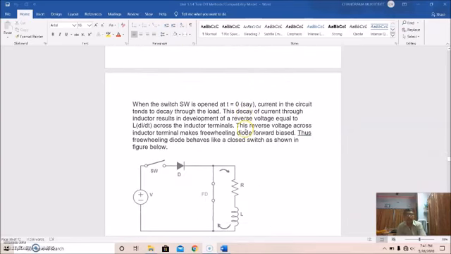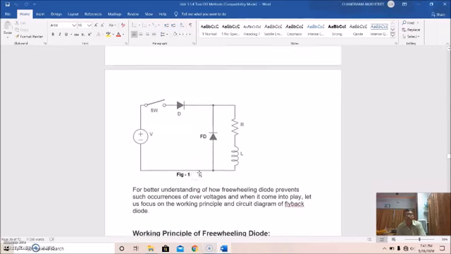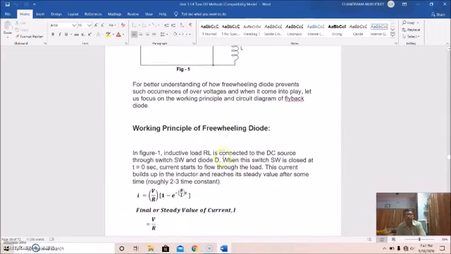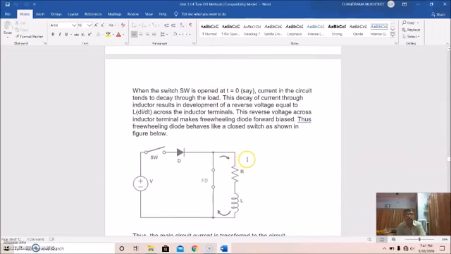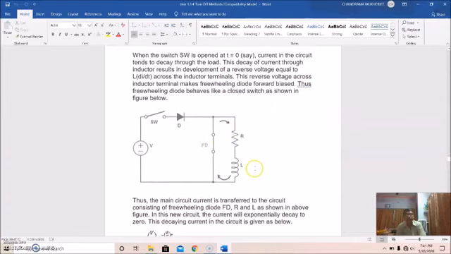So when the switch is opened at t equal to 0, current in the circuit tends to decay through the load. This decay of current through the inductor results in the development of a reverse voltage equal to L di/dt across the inductor terminals. This reverse voltage across the inductor terminals makes the freewheeling diode forward biased, as shown here. As a result, the freewheeling diode behaves like a closed switch.